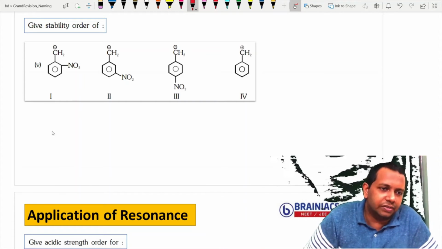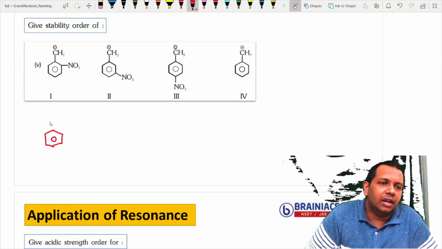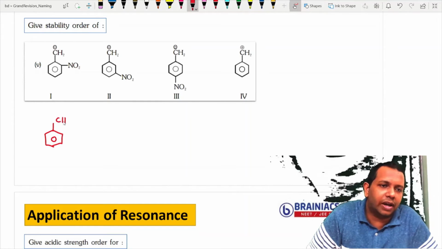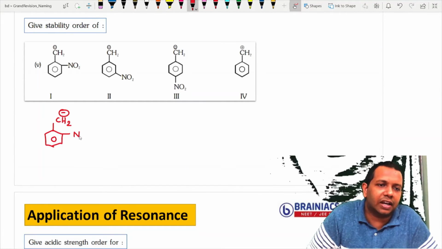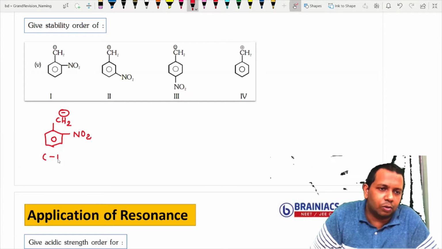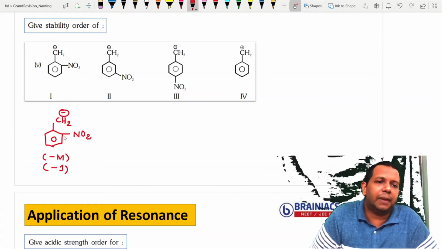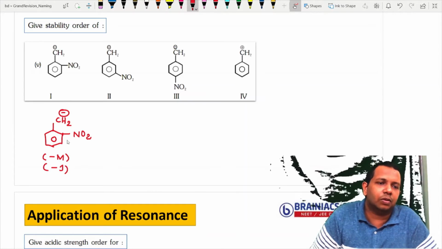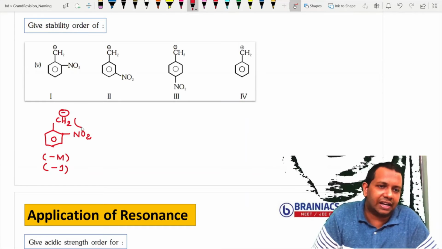So you have the benzene ring here, and this is connected to CH2 minus, and you have a nitro group connected here. Now you need to tell me what effect the nitro group has. Nitro group has minus M effect and also minus I effect. Minus M effect is there since it is present at ortho position. So we know that minus M effect will attract the electron.